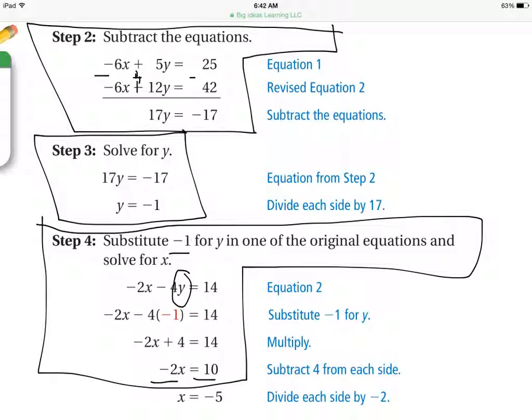So now I have both my values. I have negative 5, negative 1 for my solution. And that is how we're going to use elimination, but with different coefficients. Don't forget to write down your notes.